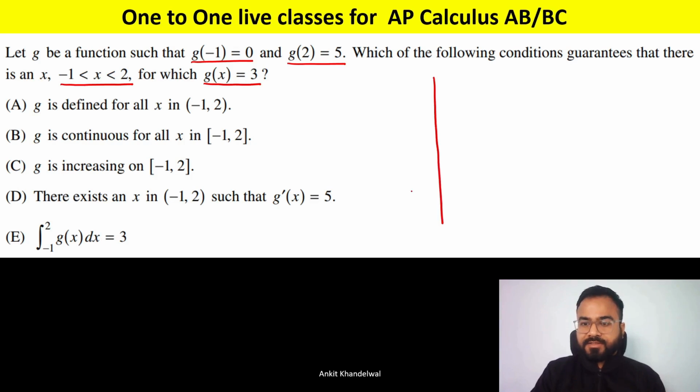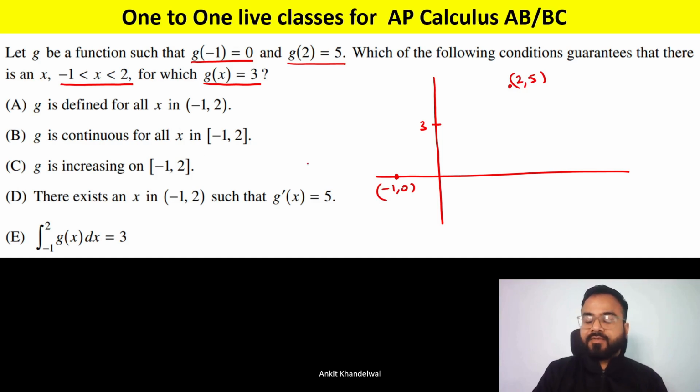So let us take this graph. At -1 it is 0, so this is the point (-1, 0), and at 2 it is 5. Let's say (2, 5) is over here. There is 3 somewhere in between 0 and 5 output. Now we want to see which condition guarantees that there will be an input for which the output is 3.